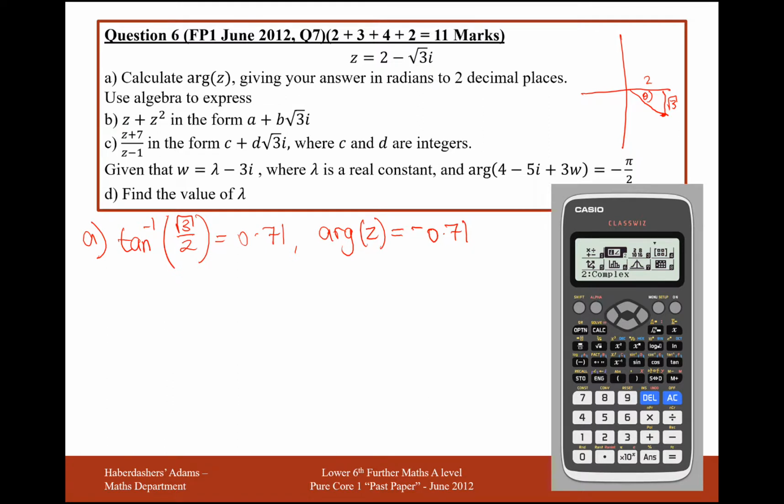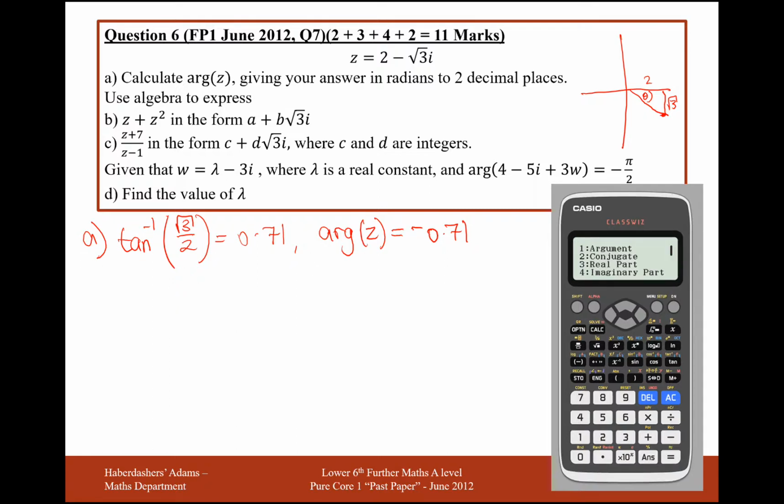So, first thing you do is hit the menu button and select option number 2. Then you click the options button and hit 1 to get the argument. You'll then get arg with your bracket. You then type in your complex number.